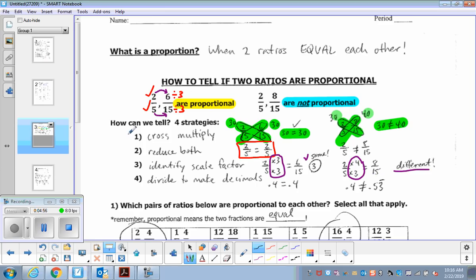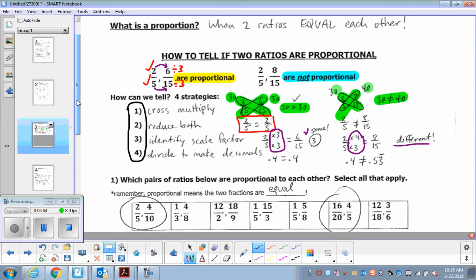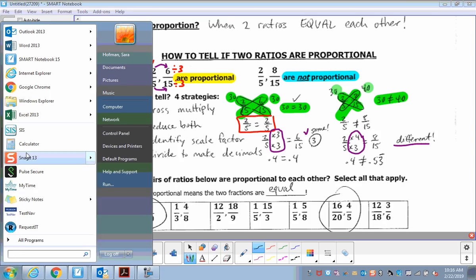So I've just walked you guys through 4 different strategies for how to tell whether or not two fractions would be equal. So down here, let's go through how to find which pairs of ratios would be equal. Personally, I'm going to cross multiply. I just think that that's a fast method.